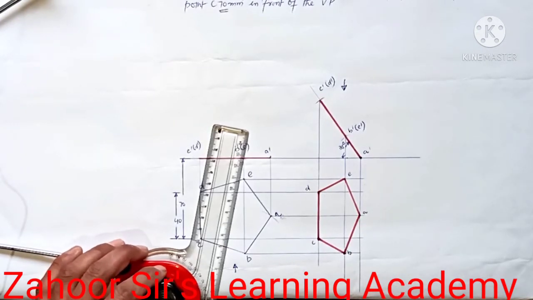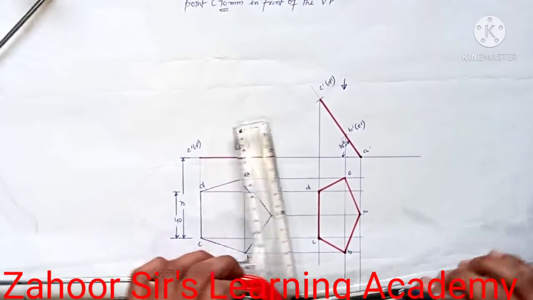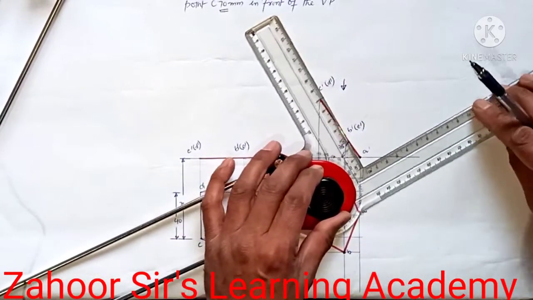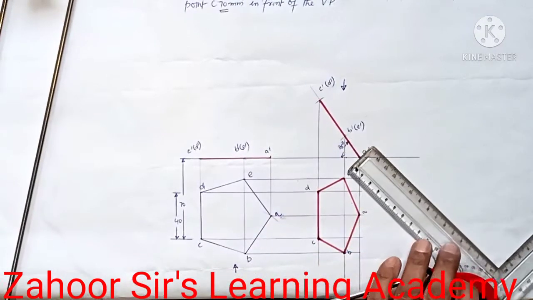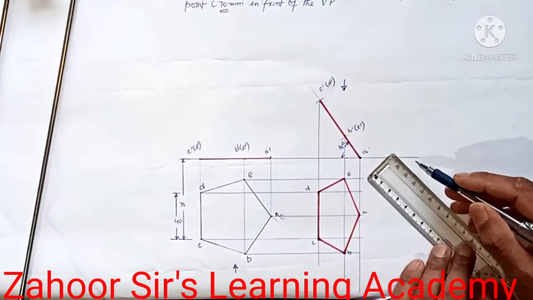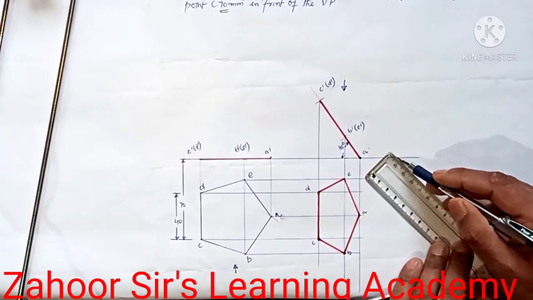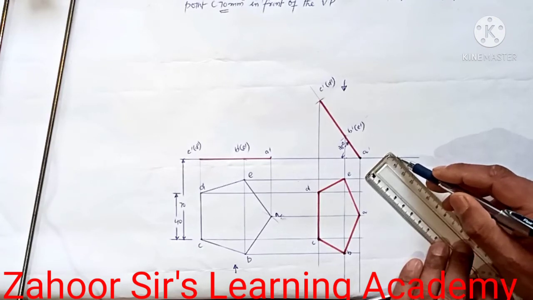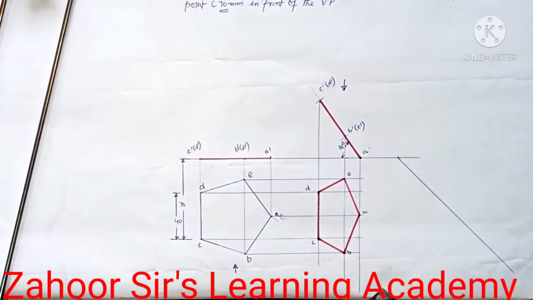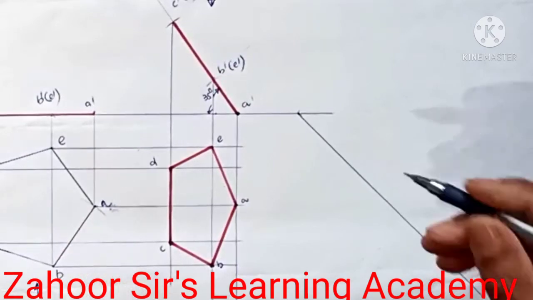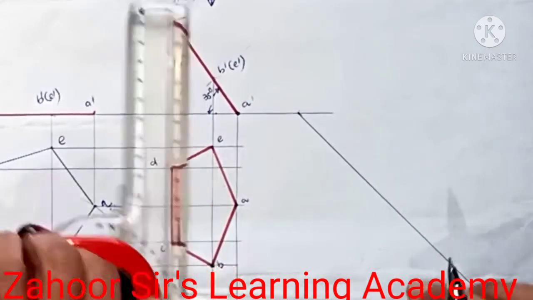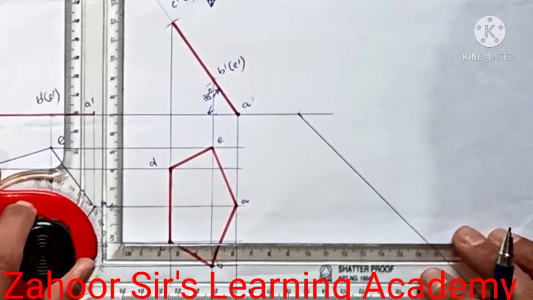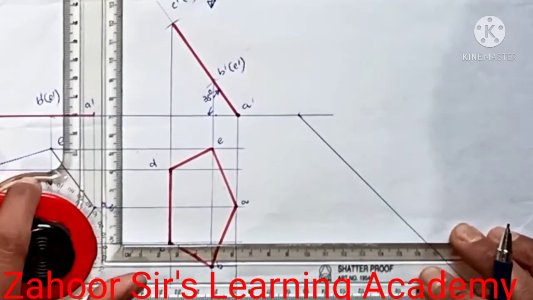So what I will do is make a line at 45 degrees. I will fix this drafter at 45 degrees, and draw a line here at 45 degrees. Now on this line there is the side CD. So let's produce this point here.